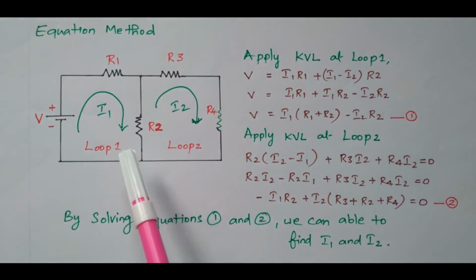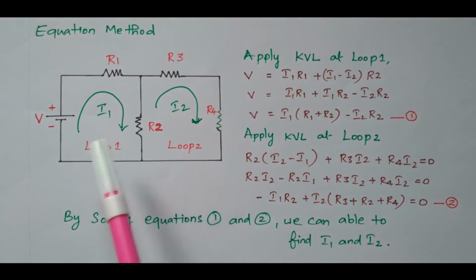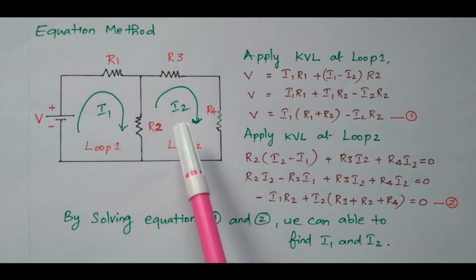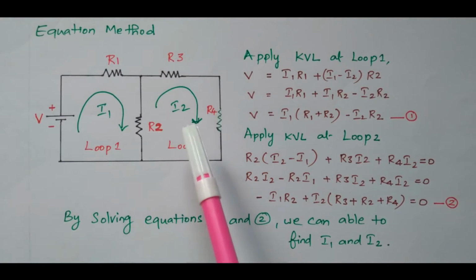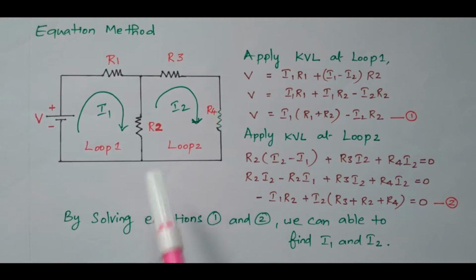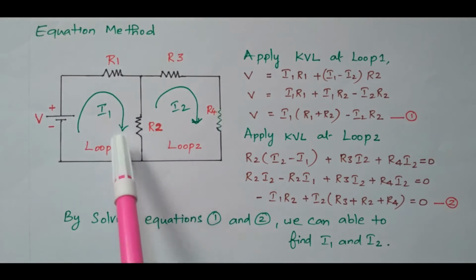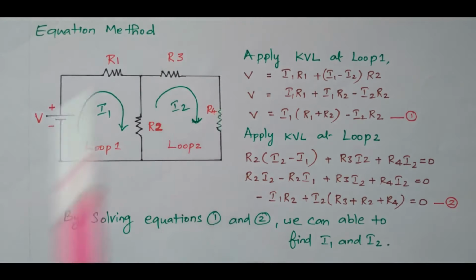R2 is connected between loop 1 and loop 2, so both I1 and I2 are flowing. The net current flowing through the resistor R2 is I1 minus I2 because both are flowing in opposite directions. This current is flowing in this direction, and this current is flowing in the upward direction.